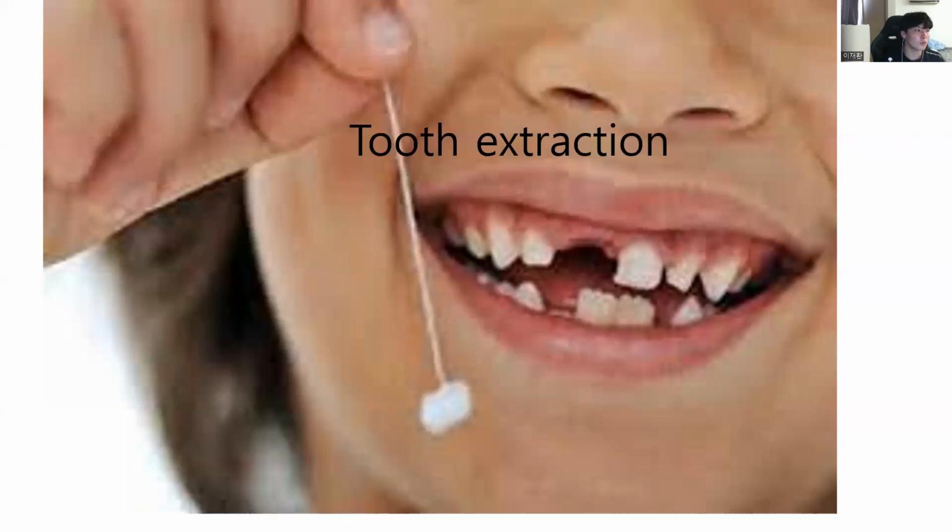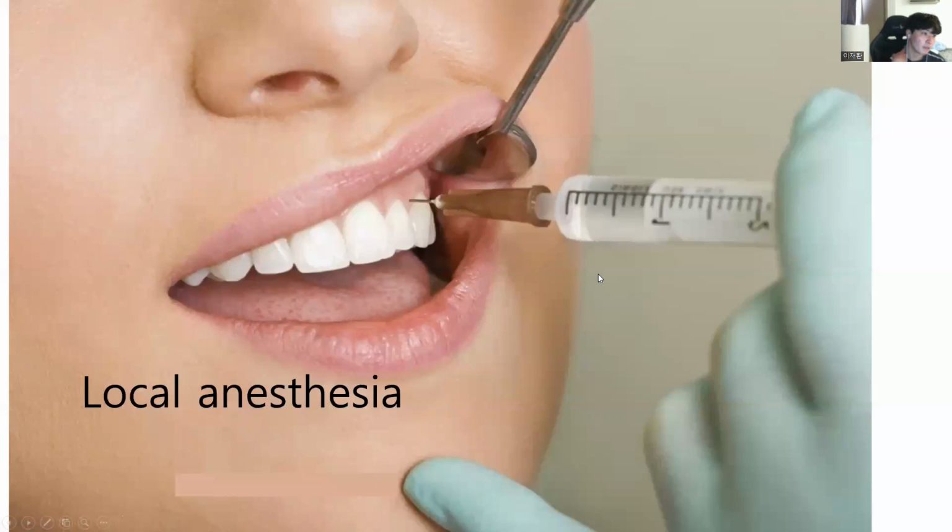Before you have a tooth extraction, you have to get a local anesthesia. Dentists deliver local anesthesia to ensure the tooth and surrounding tissues are numb before they start extraction.